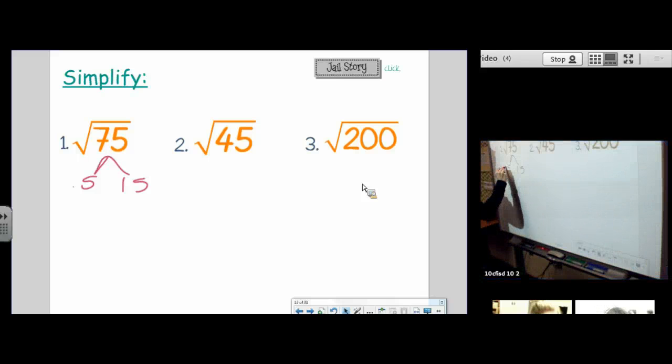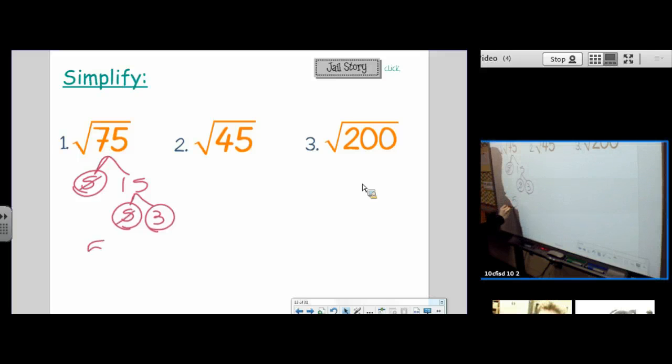So this one's prime. Now I'm going to keep going with this one. It's 5 times 3, prime, prime. Then you look for pairs. Oh, I see a pair. The pair escapes. Oh, and then the one all by itself is left in jail.